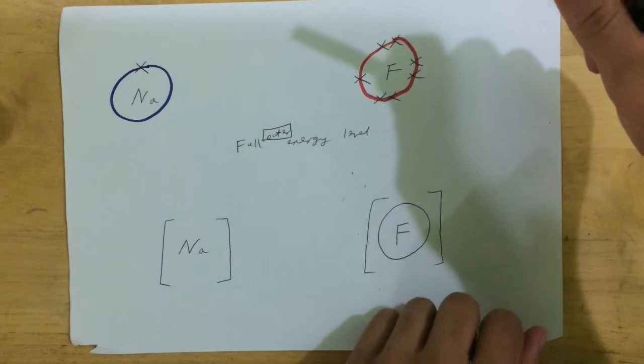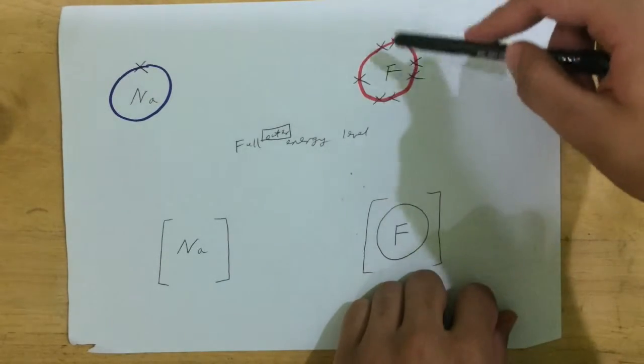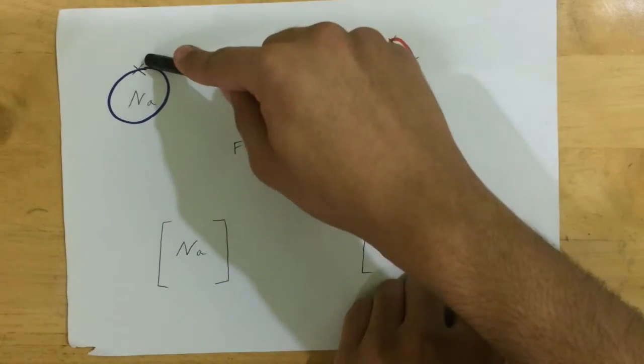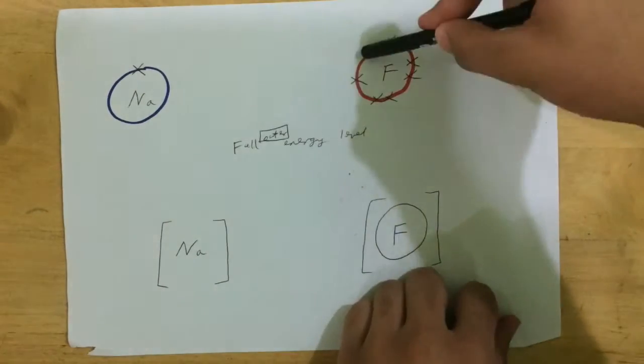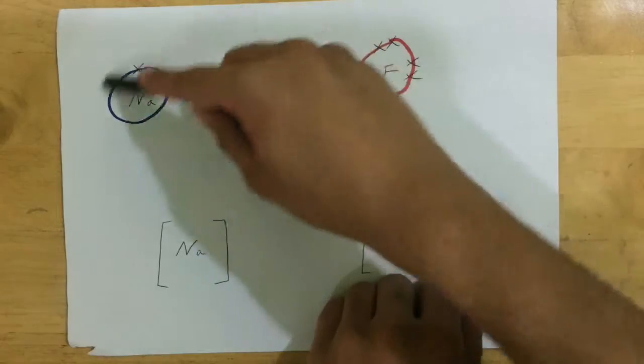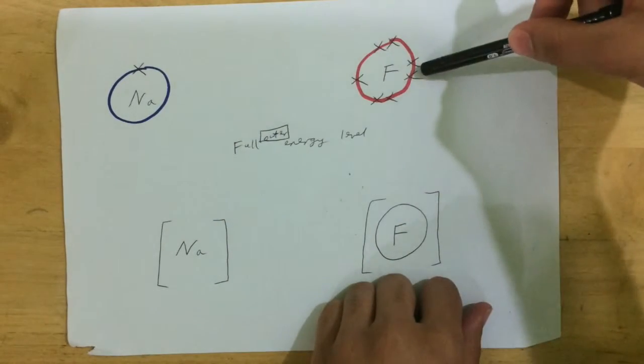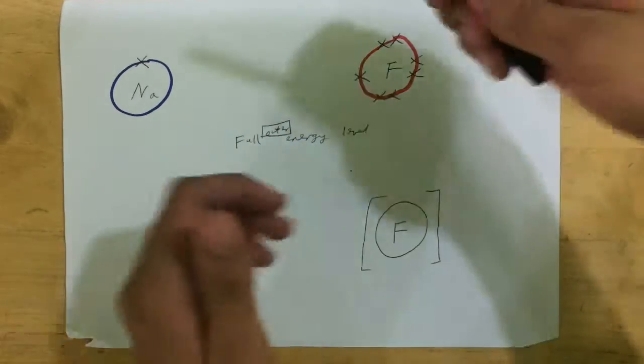But what's easier? Losing 7 electrons or gaining 1 electron? Gaining 7 electrons or losing 1 electron? Obviously it's losing 1 electron and gaining 1 electron. So if this metal loses 1 electron and this non-metal has to gain an electron, do you see the link here?